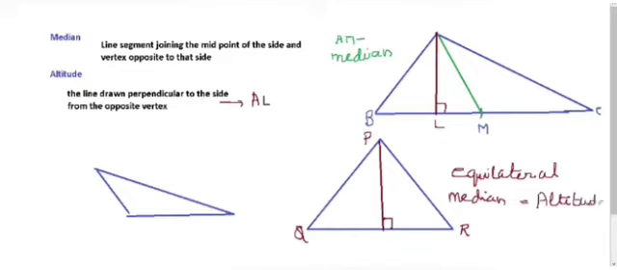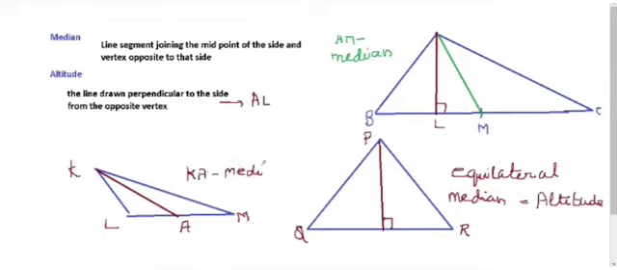Now we come to the next. I am taking one more triangle, KLM. Here this is an obtuse angle triangle. Now from K, see, I am joining this. So this is your median. So here, let us take it as A, KA will be your median.